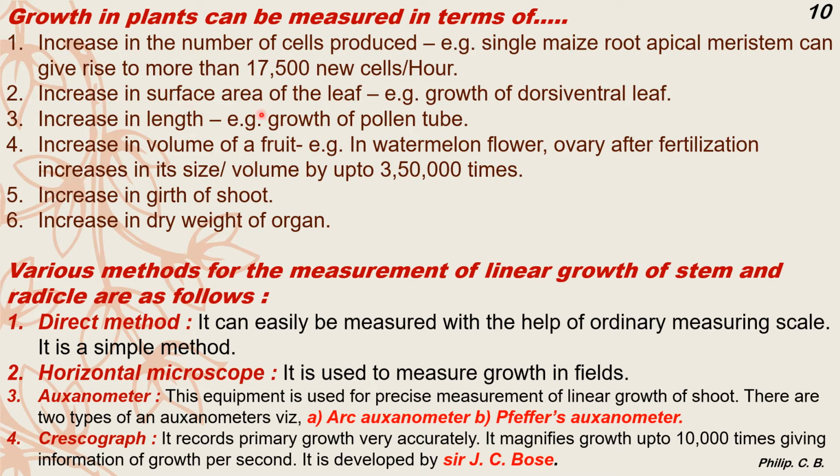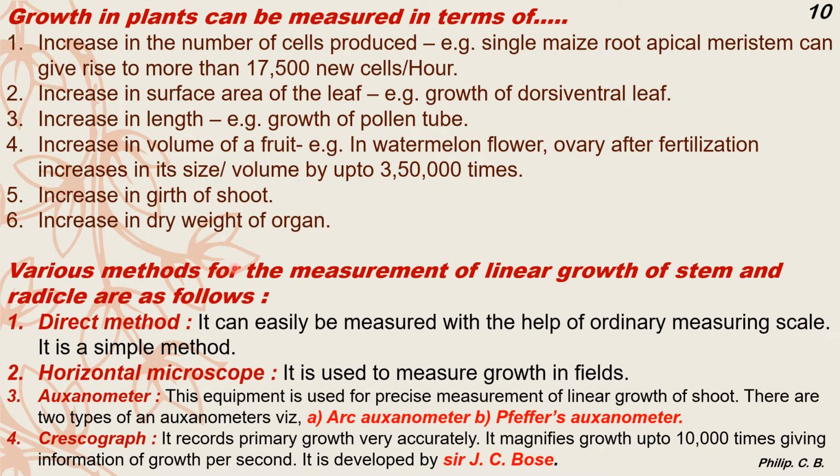Second, increase in surface area of the leaf. Example, growth of the dorsiventral leaf. As you know, the leaf is dorsiventral, that's from the upper side and the lower side, and they are flat. So the increase in surface area. Increase in length. Example, growth of the pollen tube. Increase in volume of fruit. Example, in watermelon flower, the ovary after fertilization increases in volume by up to 3,50,000 times. Increase in girth of the shoot, that is the breadth, or we can say lateral meristem. Increase in dry weight of the organ. So these are some of the important points which help to measure the growth in plants.